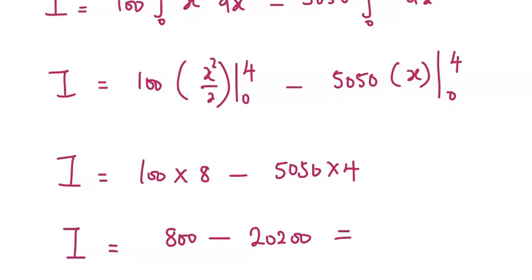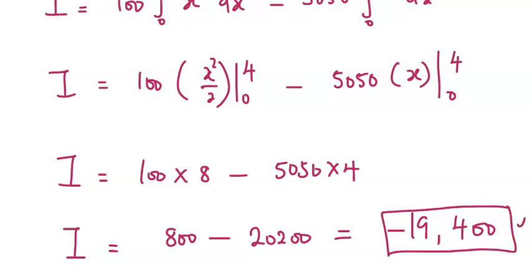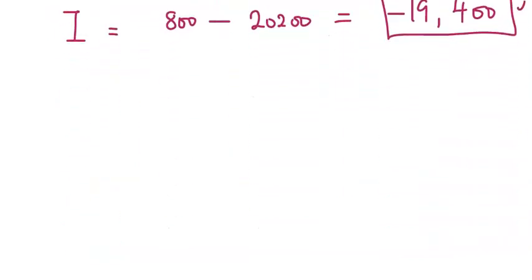So our right answer to this problem is negative 19,400. Oh my god, this is awesome. So this is the answer. Then let's go to the second method and see how it works. You should choose between the first and the second method, whichever is better.